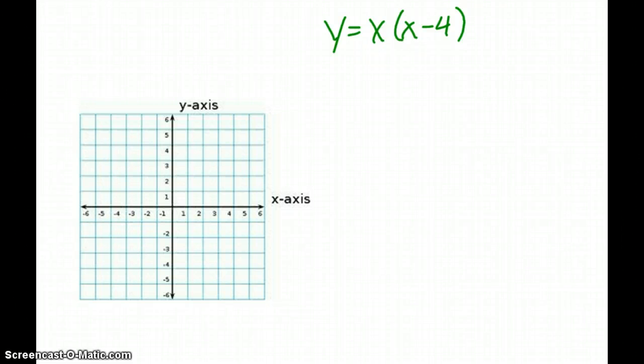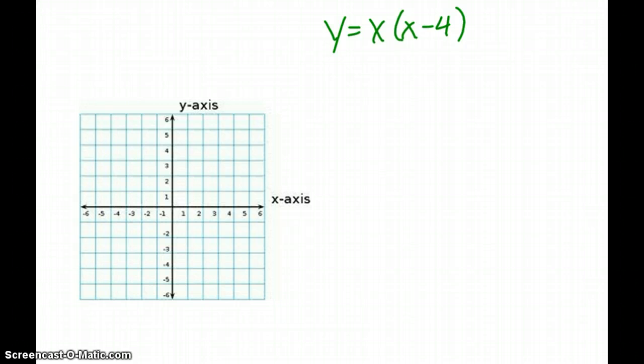Our last lesson of the class is going to be a video lesson. And so let's go ahead and quickly review what we did at the end of class yesterday. So we graphed using intercepts. We made a lot of nice connections between solving and graphing.